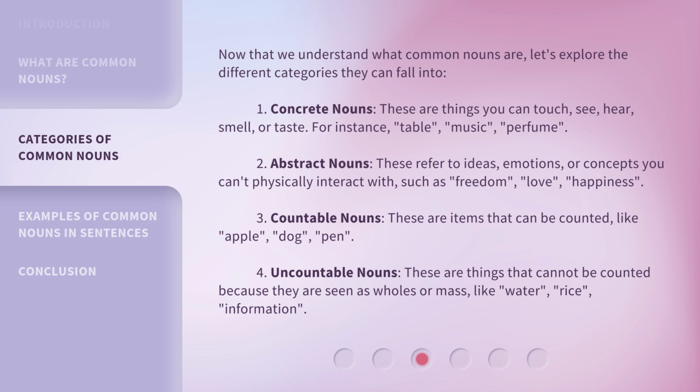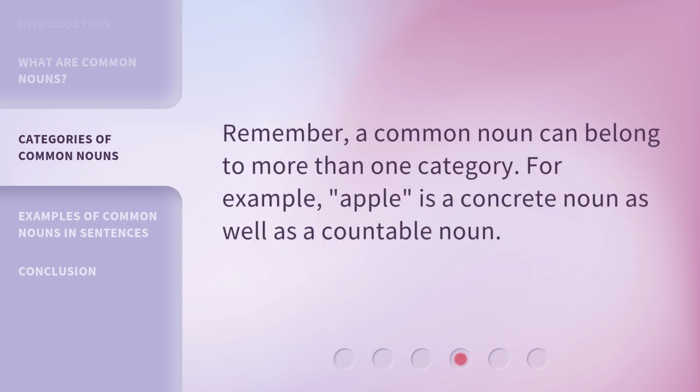3. Countable nouns. These are items that can be counted, like apple, dog, pen. 4. Uncountable nouns. These are things that cannot be counted because they are seen as wholes or mass, like water, rice, information. Remember, a common noun can belong to more than one category. For example, apple is a concrete noun as well as a countable noun.